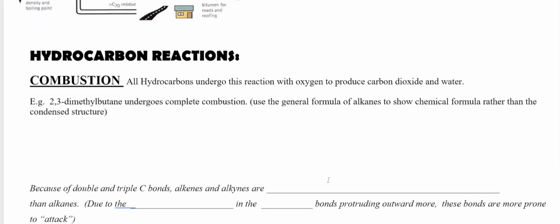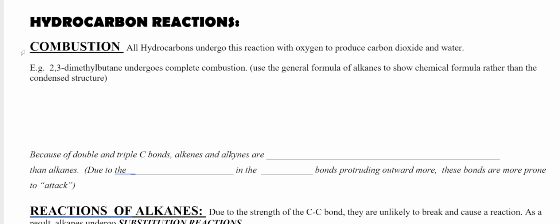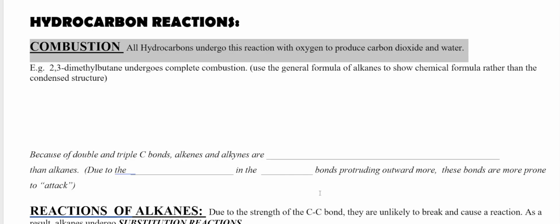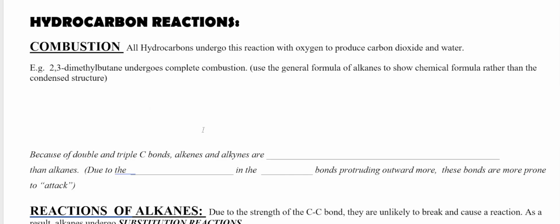Okay, let's look at hydrocarbon reactions. So the first hydrocarbon reaction we're going to look at is combustion. All hydrocarbons undergo this reaction with oxygen to produce carbon dioxide and water. So 2,3-dimethylbutane undergoes complete combustion. Let's draw that out. 2,3-dimethylbutane, so we're going to start with butane, so 4 carbons bonded together. And then 2,3-dimethyl means I've got a methyl group on the second and a methyl group on the third.